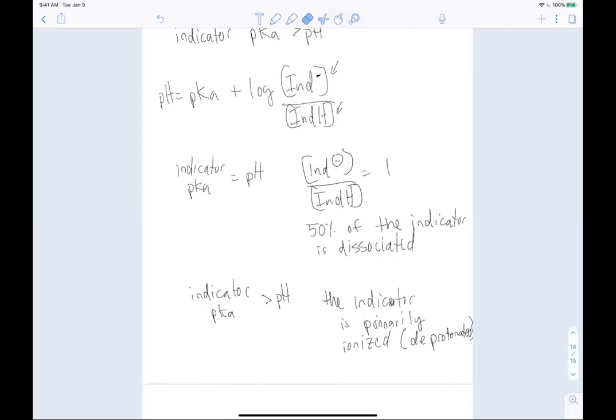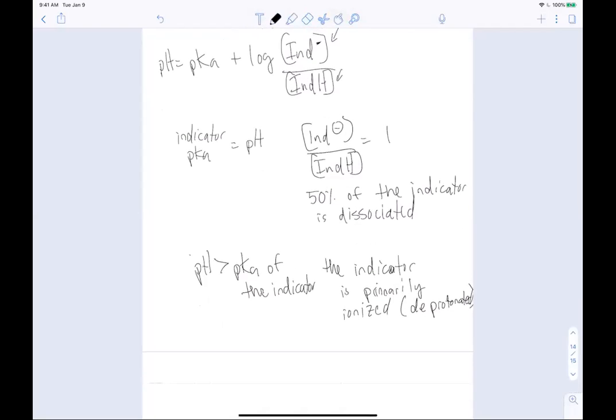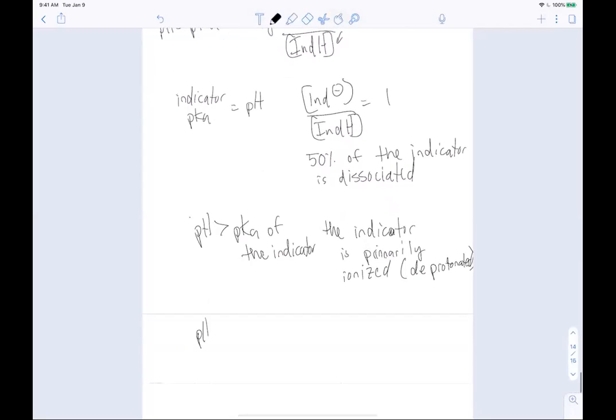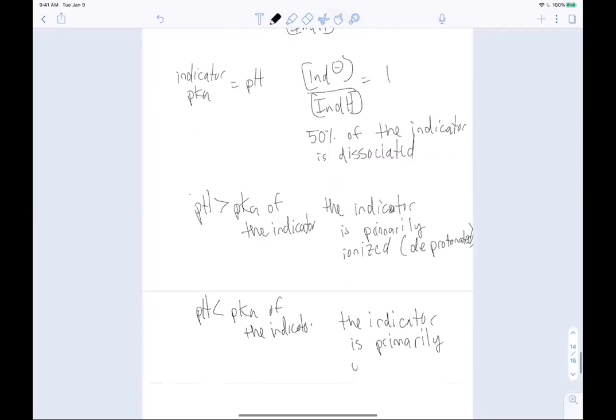Yeah, I think I usually think about it in the opposite way. So I'd say the pH is less than the pKa of the indicator. I think that's why I'm getting confused. Yeah, all right, so if the pH is greater than the pKa of the indicator, then the indicator is primarily ionized. If the pH is less than the pKa of the indicator, the indicator is primarily unionized.